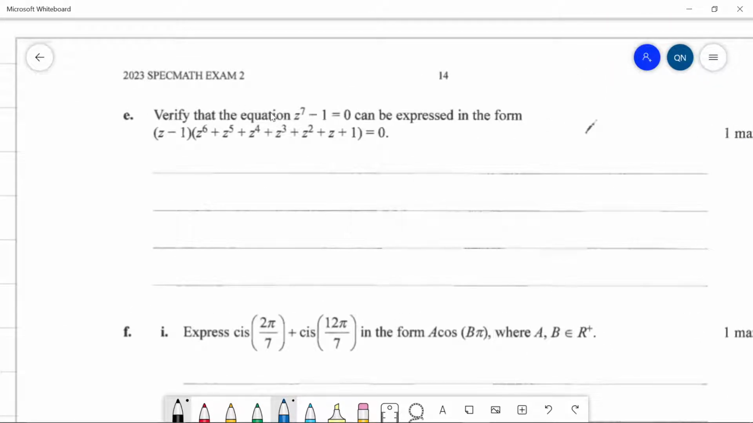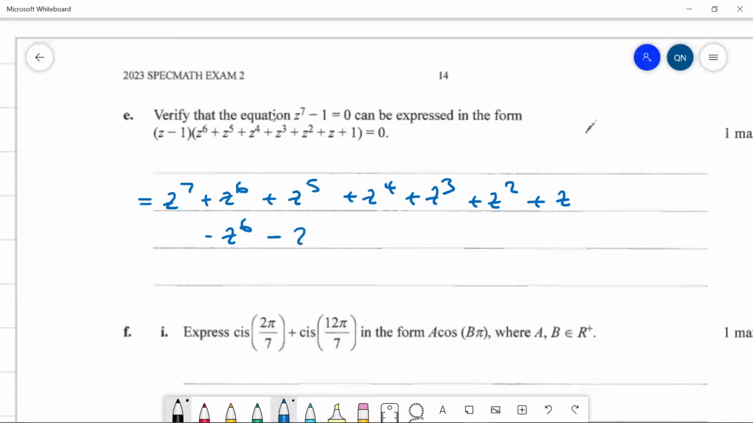Because this one you just expand, so you just literally FOIL out and you get z^7. So this is equal to z^7 plus z^6 plus z^5 plus z^4 plus z^3 plus z^2 plus z. And then you subtract off the same thing again. So minus z^6 minus z^5 minus z^4 minus z^3 minus z^2 minus z minus 1. Leaving you with z^7 minus 1, which is what you want. Equals 0. Okay.